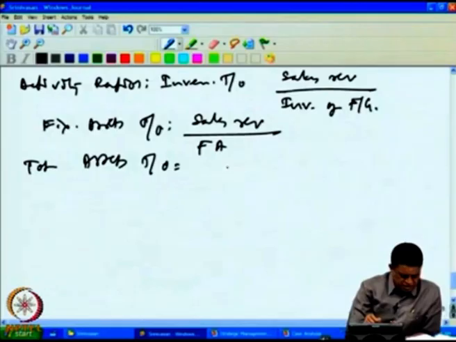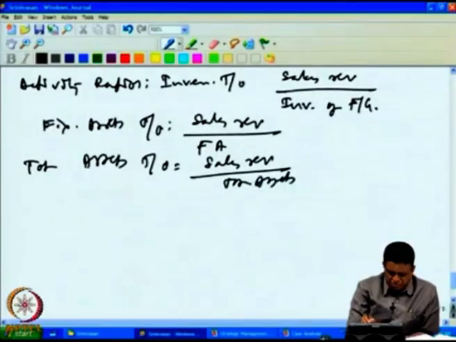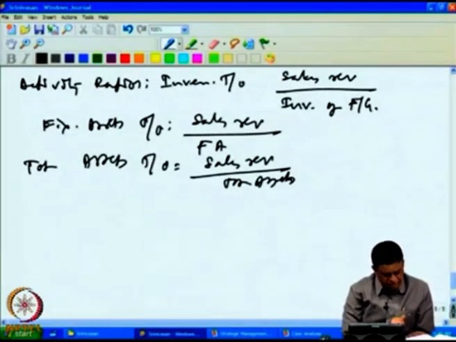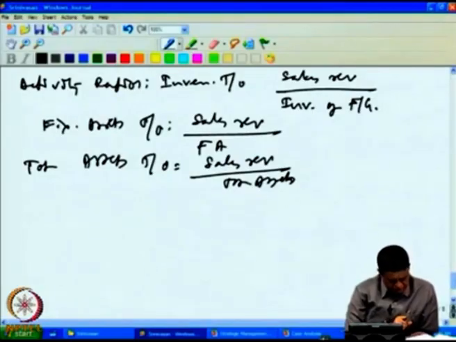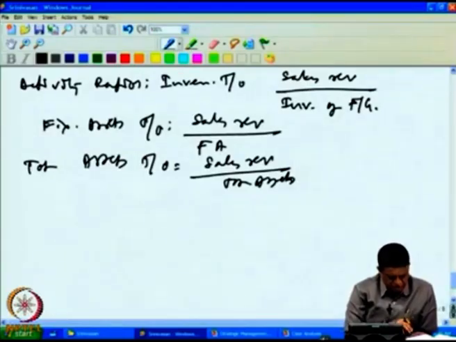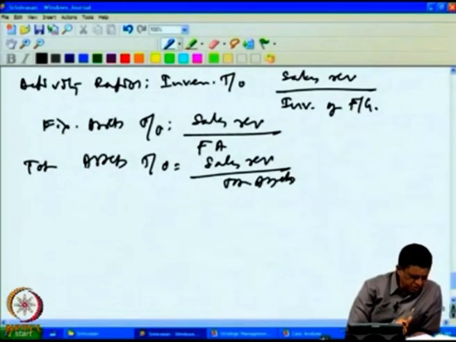Total assets turnover, again given by sales revenue divided by total assets. What does it give you? It gives you a measure of the utilization of the firm's assets. A ratio below the industry average indicates the company is not generating enough volume of business given the size of its assets investment, which is again not good for the company.